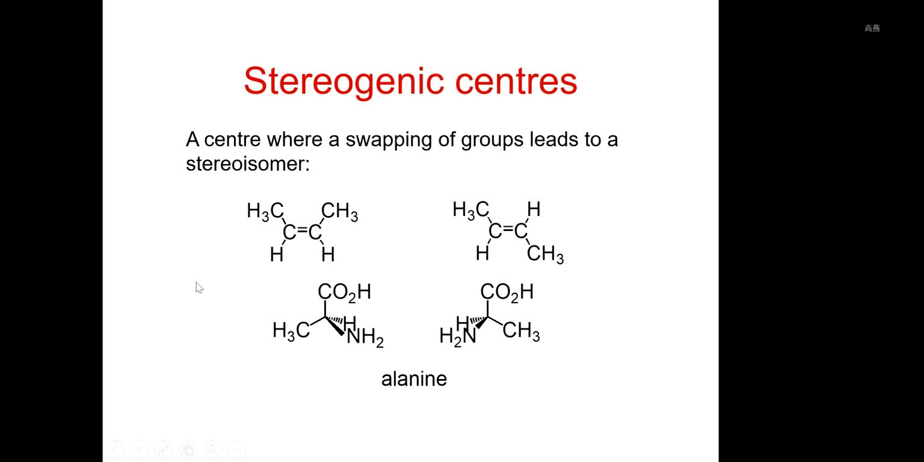And what is the stereogenic center? It is a center where swapping of groups leads to a stereoisomer. So for alanine, for the enantiomer, the stereogenic center is the carbon atom in the middle, and for geometrical isomers like diastereoisomers, the stereogenic center is the carbon-carbon double bond here, right?